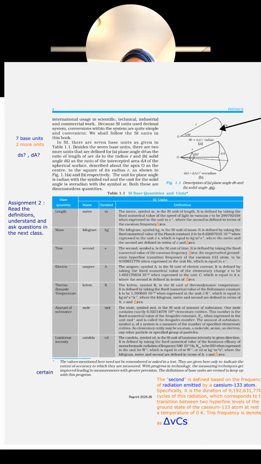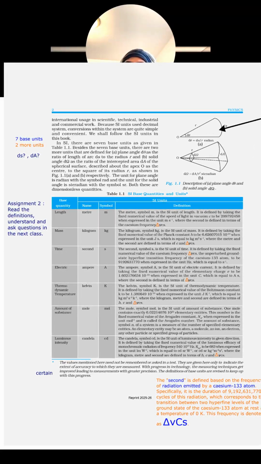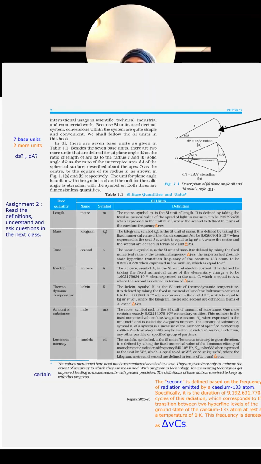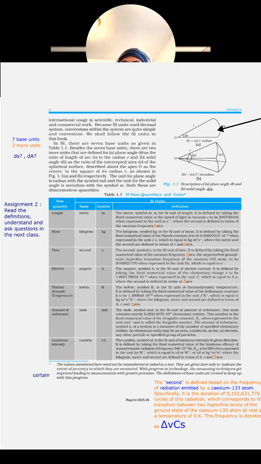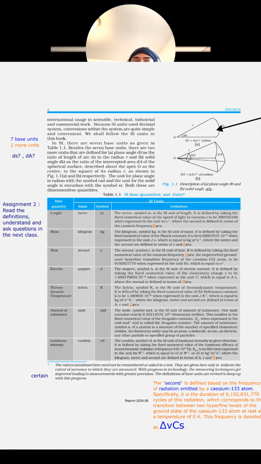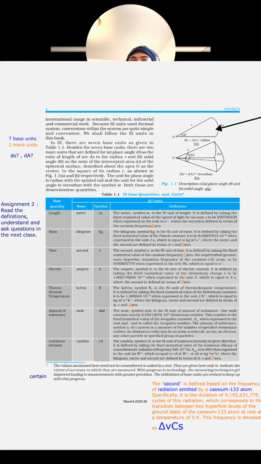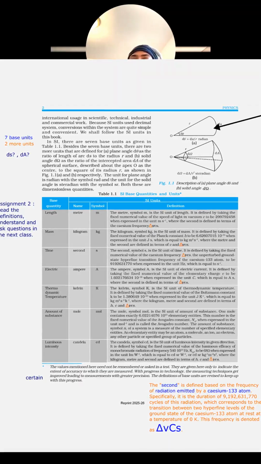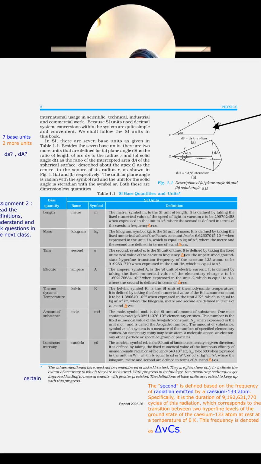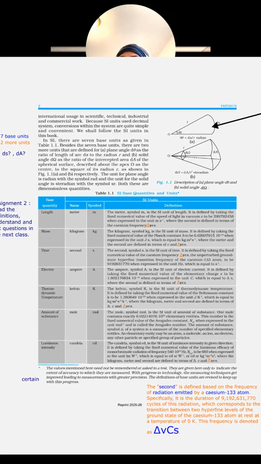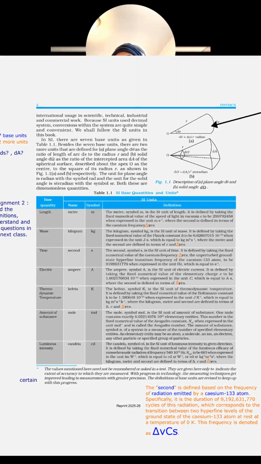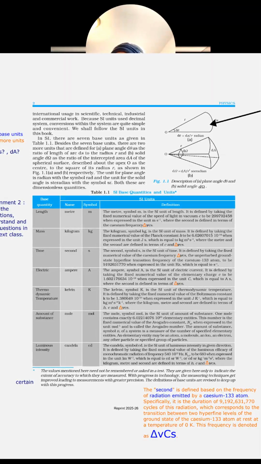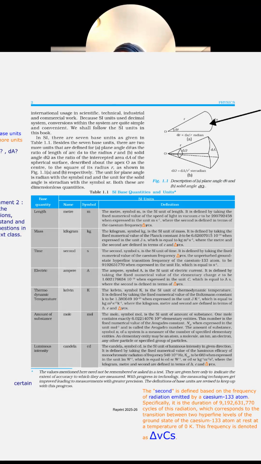Mass, kilogram; time, second; for electric current, it's ampere; for thermodynamic temperature, Kelvin; for amount of substance, mole; for luminous intensity, candela. You don't have to memorize any of these things because it's written here. The values mentioned here need not be remembered or asked in a test. They will not ask you these things in a test, right?